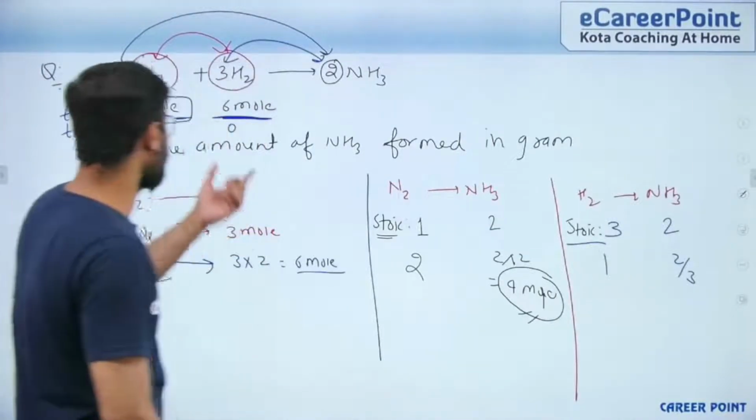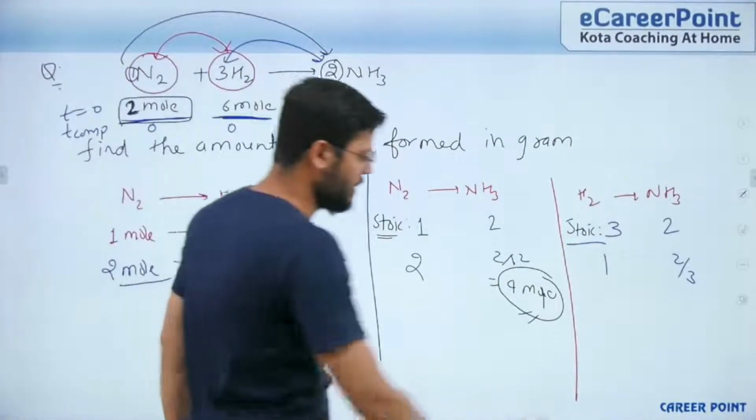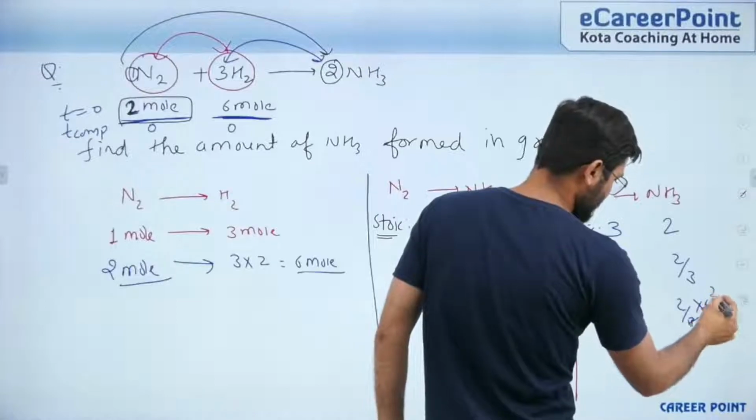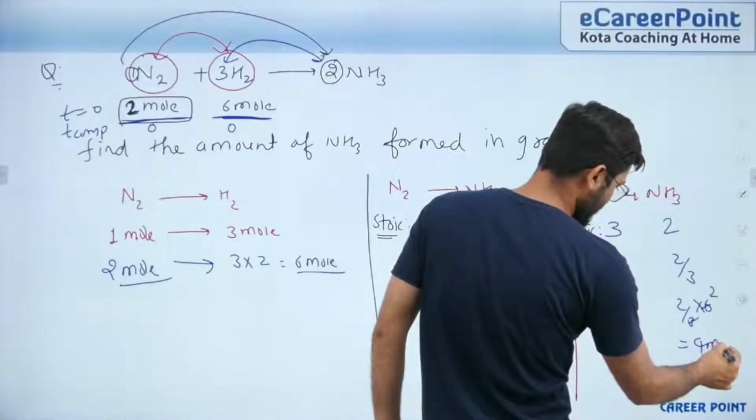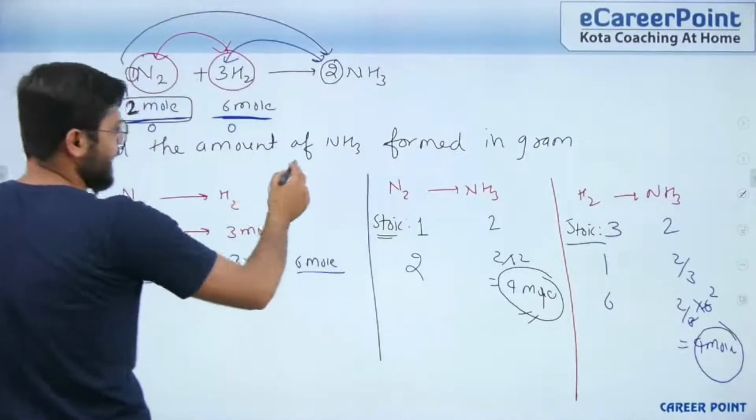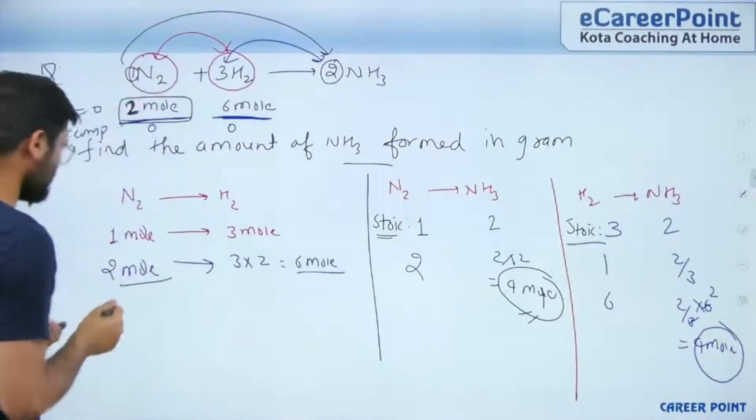how much hydrogen we have? We have 6 mole hydrogen. So 6 mole hydrogen is going to make 2 by 3 into 6, which is actually 4 mole. So you can convert this mole into the weight in gram. How will you convert?